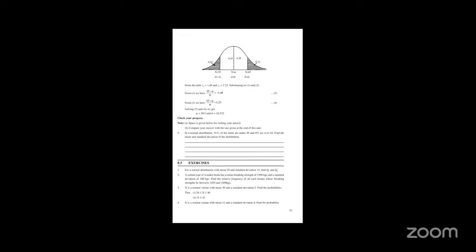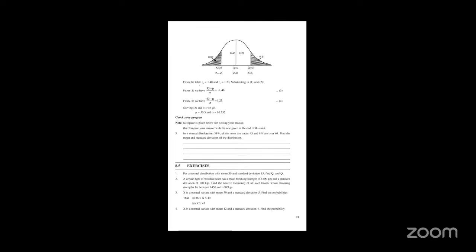After finding that, the z1 value we have is minus 1.48 and the z2 value is 1.23. So from that we can say (35 minus mu) by sigma is equal to minus 1.48 and (63 minus mu) by sigma is equal to 1.23. If you solve these two equations, then mu is equal to 50.3, and from that you can also find the sigma as 10.33. These are the values we needed to find out.